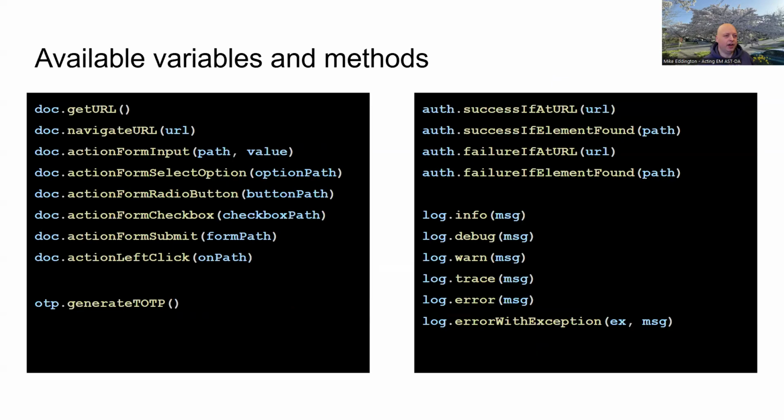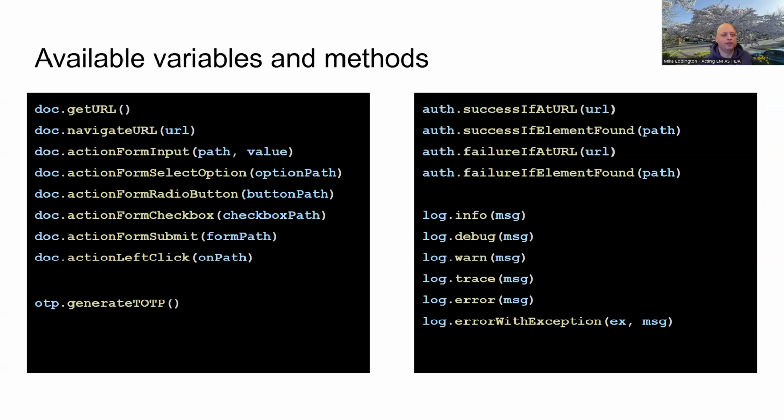At launch in 18.5, this is the set of functions that you have access to. On the left, we have document interaction methods. So you can say things like, what's the current URL I'm at? Navigate to a specific URL. Perform different actions against the documents like form input, selecting options, and things of that nature. We also have a method that will generate a one-time password, and that will need some secondary configuration in the DAST configuration to set the secret and other configuration options.